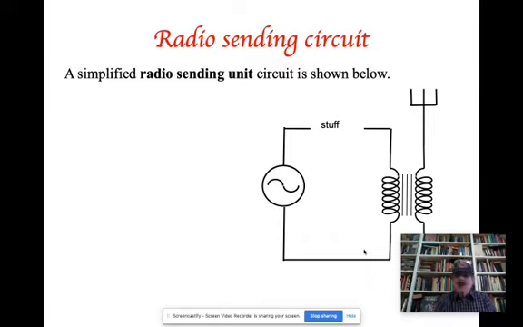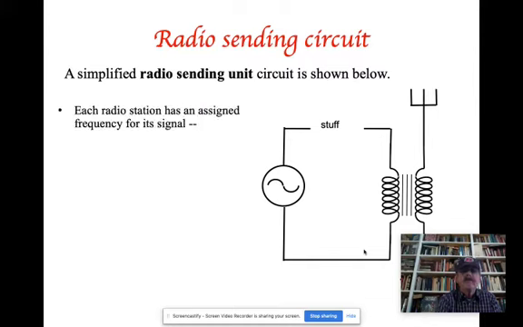There are two circuits that are going to be important to us. One is the circuit at the radio station, and the other is the circuit that's wrapped up in your radio proper. We're going to start with the radio station. The first thing you need to know is that radio stations have an oscillator that puts out a single frequency. And in fact, they tell you what that frequency is.